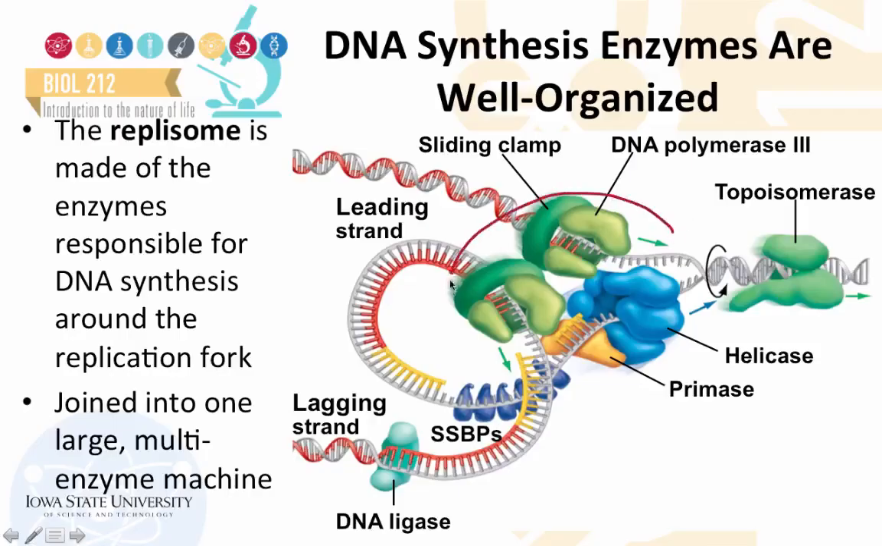All of the enzymes that are involved in DNA replication are arranged in a very organized manner around the replication fork. This arrangement, this assembly of all of the proteins that are involved in replication, is called the replisome. You can think of it as one large multi-enzyme machine that is responsible for synthesizing new DNA. Let's take a look at the machine at work by watching a video about DNA replication.